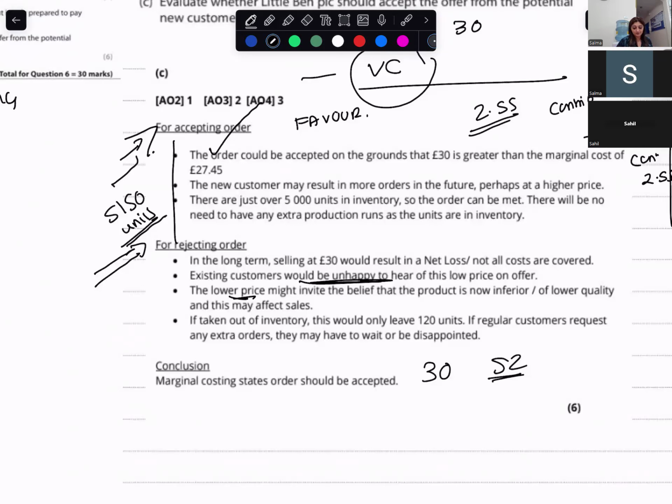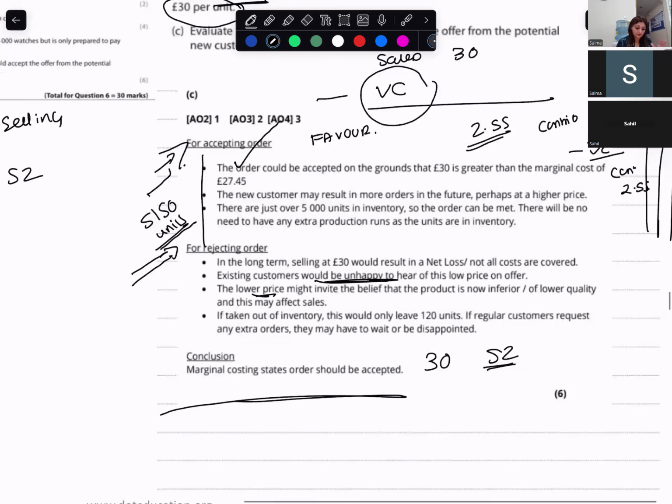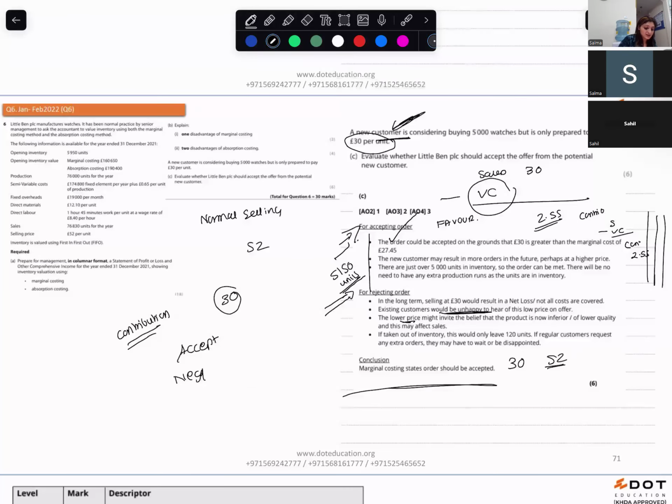Over here in the conclusion, it's written that marginal costing states order should be accepted. Because the marginal costing principle tells you whenever you have to make some unusual decisions, any unusual decisions that you have to take, if anything is giving you positive contribution, accept it. So you can accept the order. You will have to write the full answer. This is a sum that has come in Jan Feb 2022. It was question number 6.